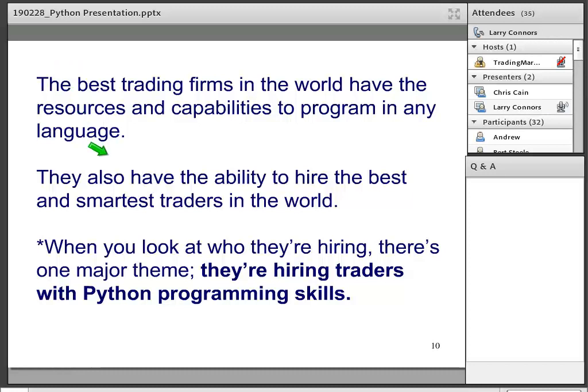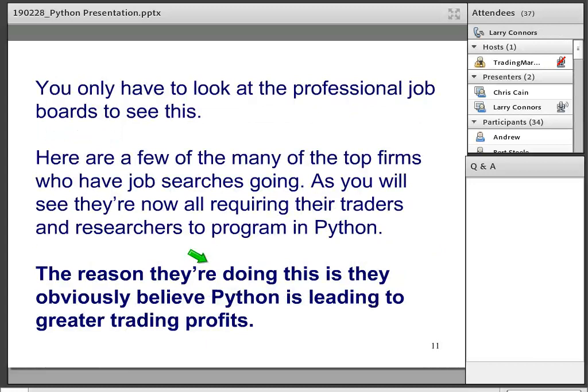They also have the ability to hire the best and smartest traders in the world. And when you look at who they're hiring, and I'm going to share this with you in a second here, there's one major theme. They're hiring traders with Python programming skills. So what we did is go on the job boards that were out there and did a recent search. I'm going to show that to you.